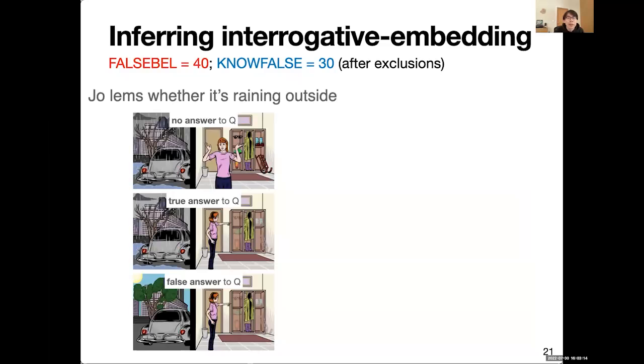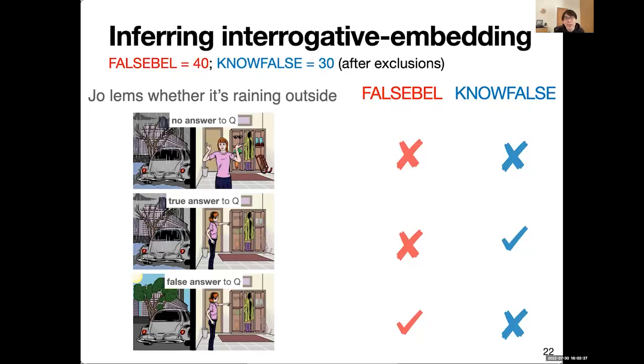Now let's review the predictions in the testing phase. What do we predict in the testing phase? If our hypothesis, that learners generalize meanings based on C distributivity, is correct, so if learners infer C distributivity, then "Joe false-bell whether P" would be true just in case Joe believes a false answer to the question. On the other hand, "Joe no-false whether P" is true just in case Joe believes a true answer to the question. So the prediction can be summarized as in this table.